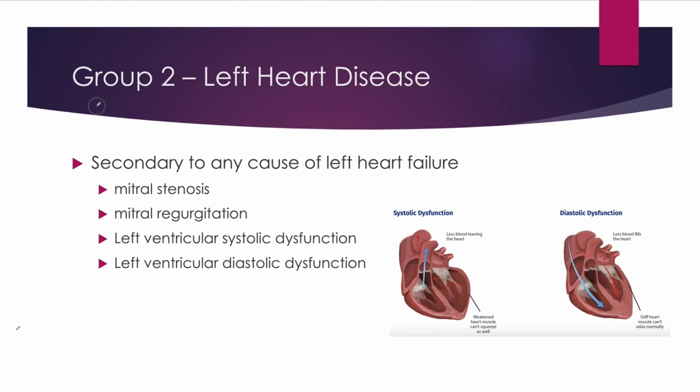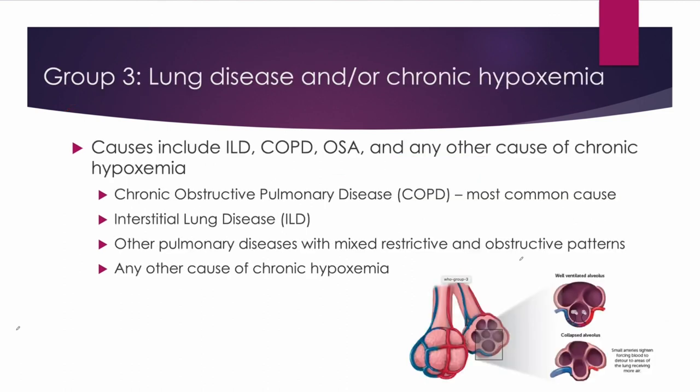Group two are going to be your heart disease. So pretty much anything that causes a left heart failure will then back up and cause increased pressure in the pulmonary system. And these are some of the main players. We just covered this in cardio, so we're not going to go into depth now. Like we said, group three are going to be the ones we focus on almost the most.